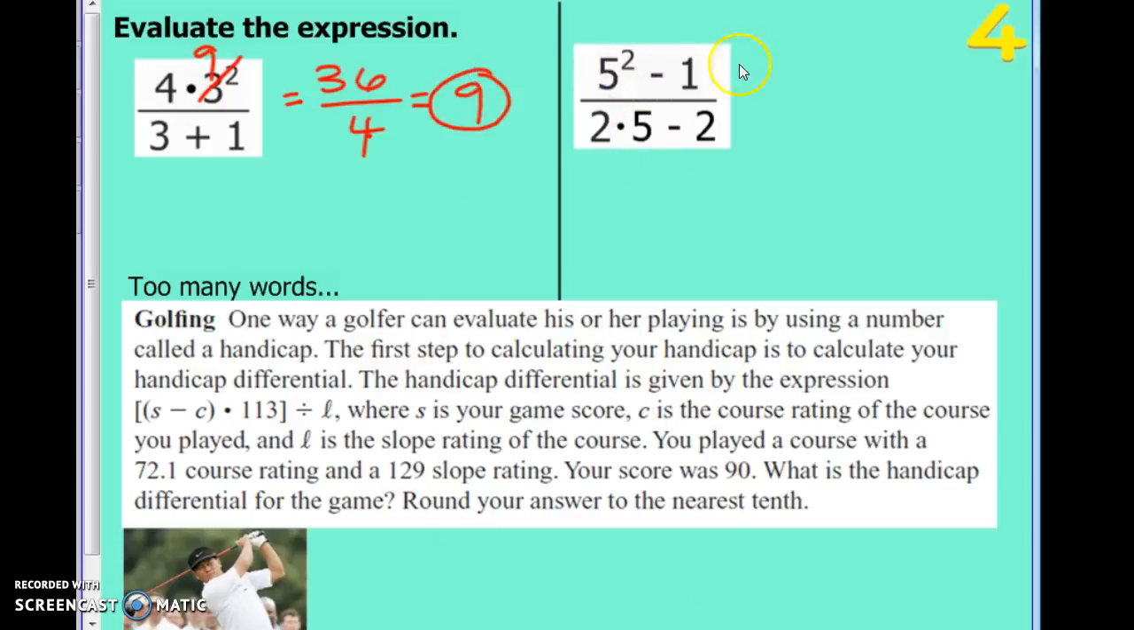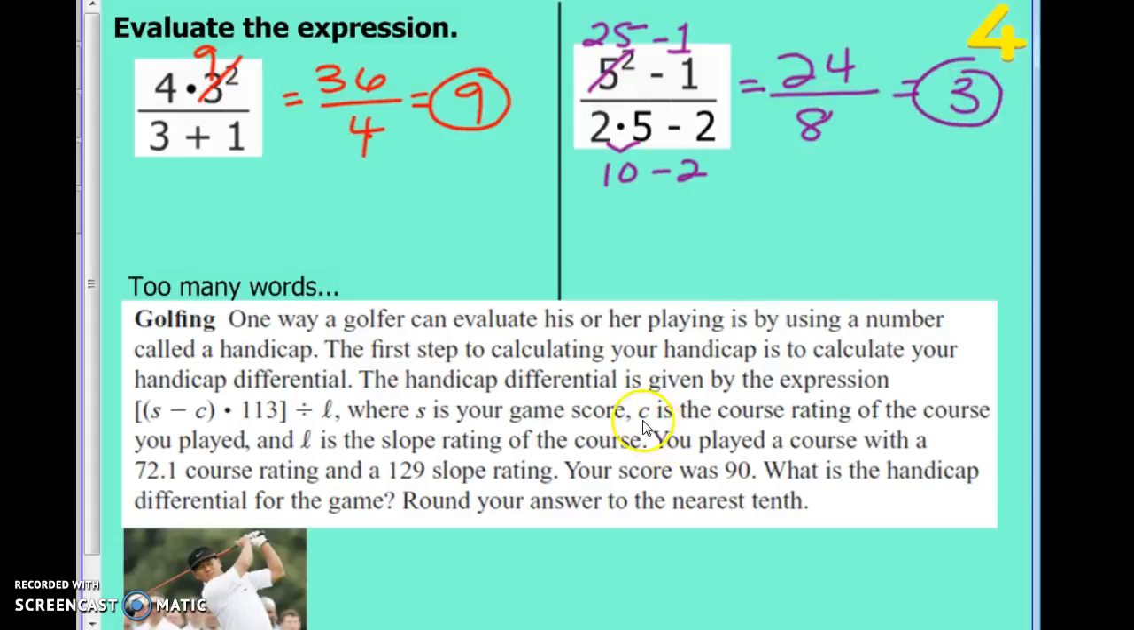On the top here, simplify exponents first. 5 squared is 25, 5 times 5. So 25 minus 1 is 24. On the bottom, order of operations, multiply first, we have 10. 10 minus 2 is 8. 8 goes into 24 3 times.